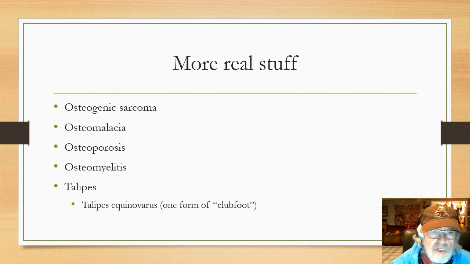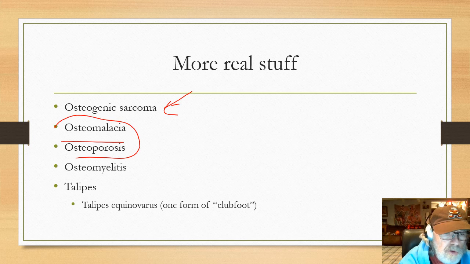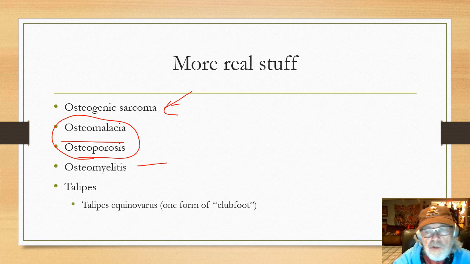So let's talk about these things. Let's talk about the real stuff again. Osteogenic sarcoma, which will actually link with Ewing sarcoma, osteomyelitis, and osteoporosis. These are two big things. We'll show you some of that. We'll talk about osteomyelitis a little bit, just a little bit. I'll show you some x-rays of osteomyelitis.